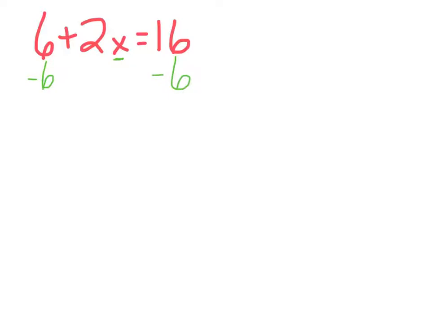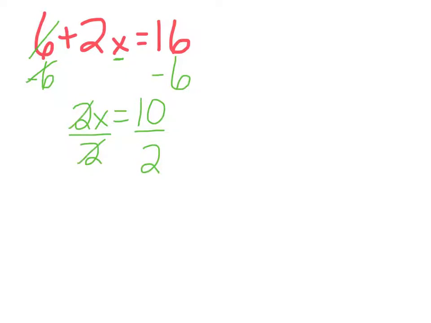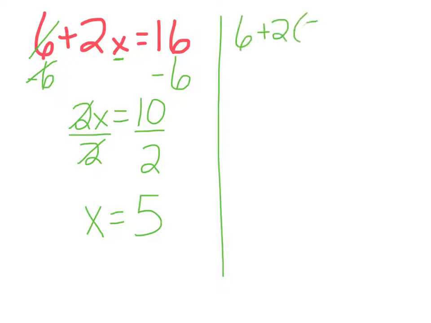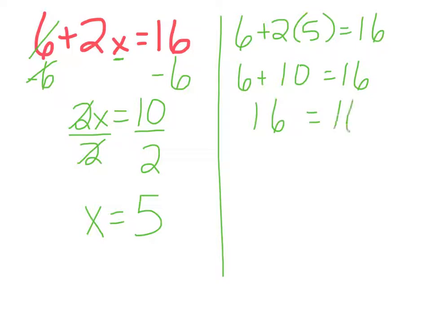To be fair, my minus 6 cancels with my plus 6, and look, I get 2x equals 10. I divide both sides by 2. My 2's cancel, and x equals 5. And then I need to make sure that I check it. You should do this on all your problems. 6 plus 2 times 5 equals 16. 6 plus 10 equals 16. And 16 equals 16. So I know I did it correct.